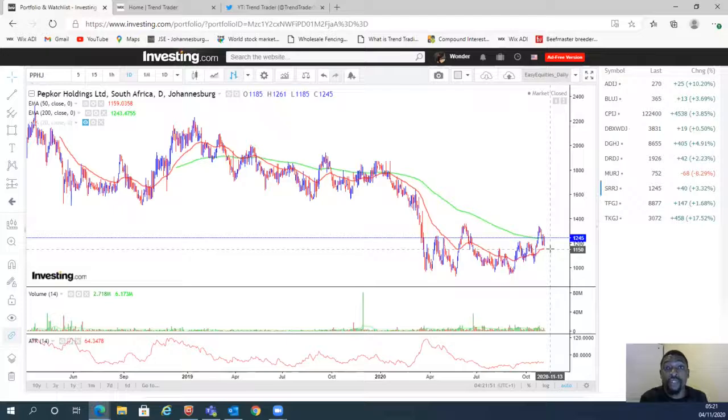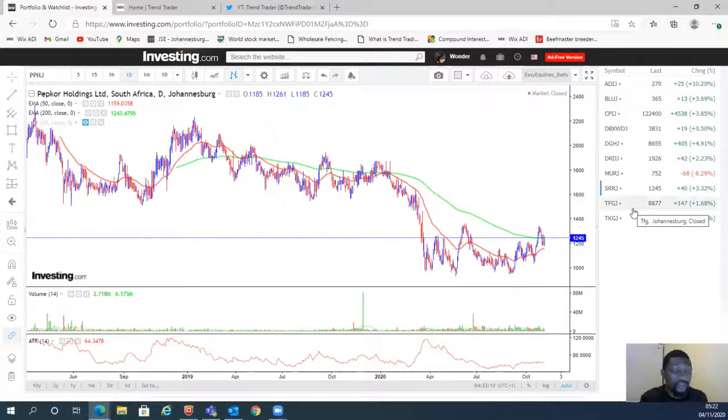It's possible that the resources sector is getting exhausted. As you can see, the 200-day moving average is flattening in some of the resources stocks, and a lot of retail companies are breaking above the 200-day moving average. But time will tell if indeed there is a change in sector.